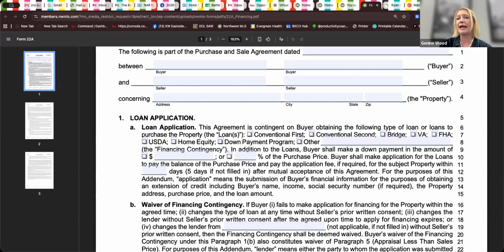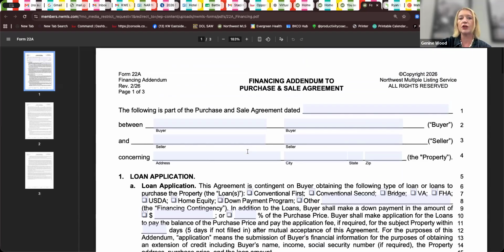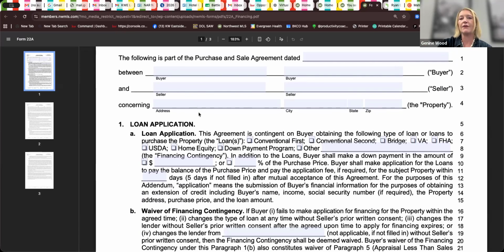Most forms that you're going to be adding to the contract will tell you that they are addendums. Well, the contingency we get wrapped around is when somebody has to sell their home in order to buy the next home. But realize that this is not just an addendum, it's a protection, which also means it's a contingency. It's contingent upon the buyer obtaining financing of the following loan types. You have options here. You've got conventional first. If they're getting one loan, it's conventional, you check that box.